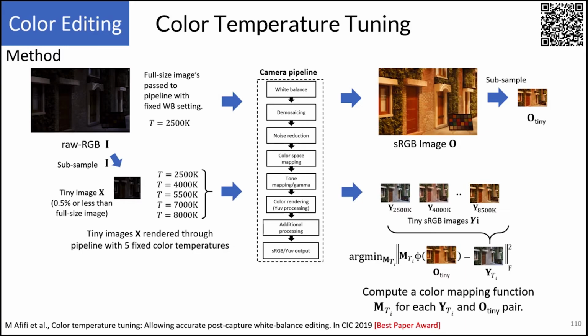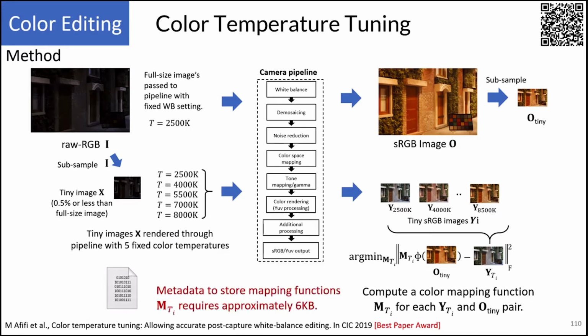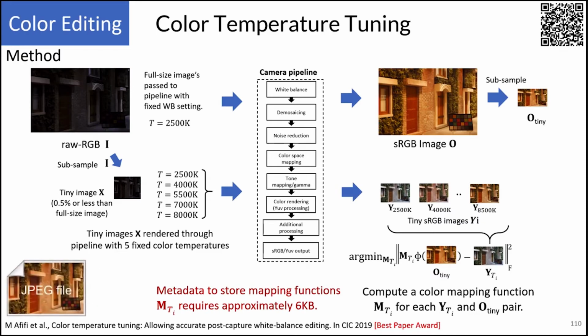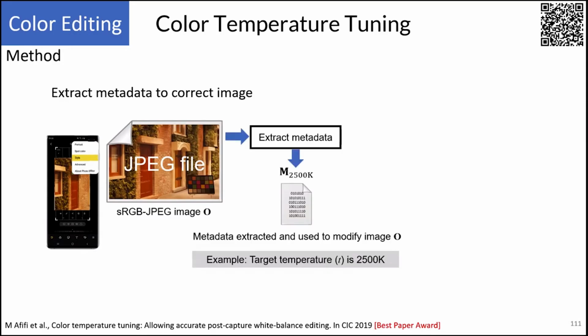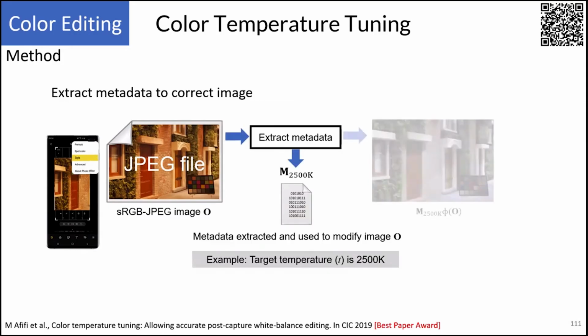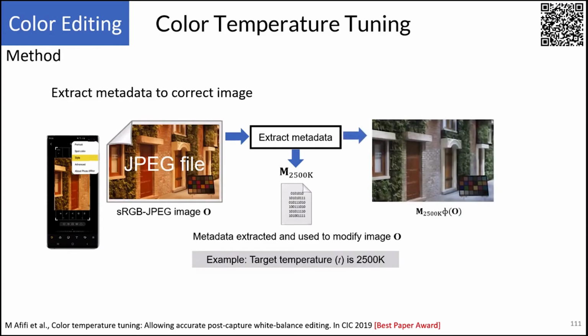So this fitting, keep in mind that we are interested only in the coefficients of this polynomial fitting, which requires less than 6 kilobytes. And this small metadata can easily be stored as a metadata or JPEG comment in the final JPEG image. In testing, let's assume the user decides to change the white balance settings, we can simply load up the metadata and apply that to get the final corrected image.